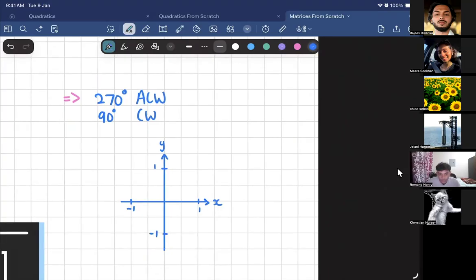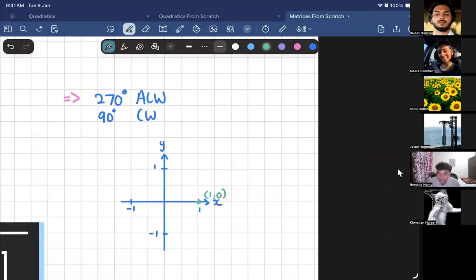It's -1. So Romano, where am I going to start off at? 1, 0. Because we want to see what would happen to the x value after the transformation. Make sense? Every point is made up of an x and a y value.